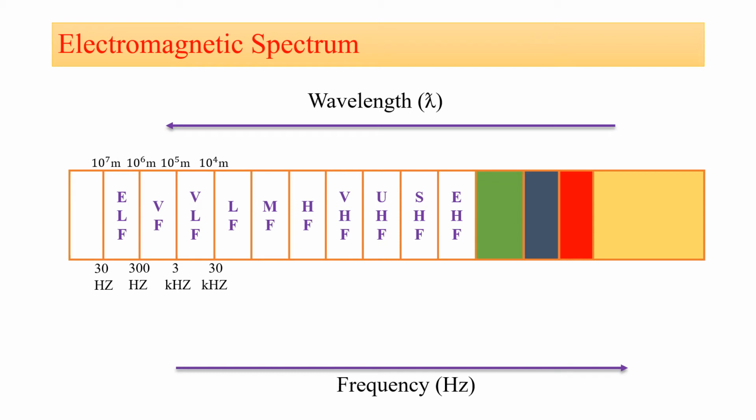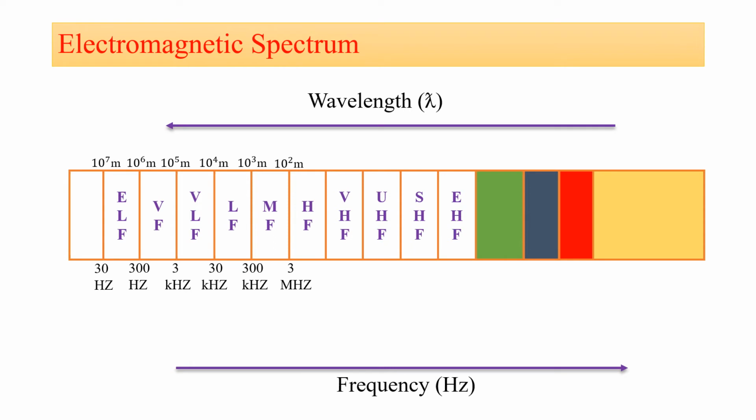Then the next frequency is the low frequency or LF, and the frequency range for the low frequency is between 30 kilohertz to 300 kilohertz, and the wavelength for the low frequency is between 10 raised to 3 meter to 10 raised to 4 meter. The next frequency is the MF, that is medium frequency, and the frequency range for the medium frequency is between 300 kHz to 3 MHz, and the wavelength for the medium frequency is between 10 raised to 2 meter to 10 raised to 3 meter.